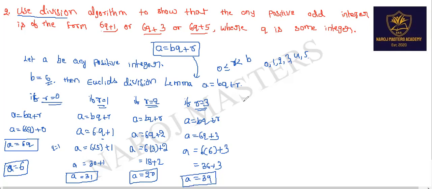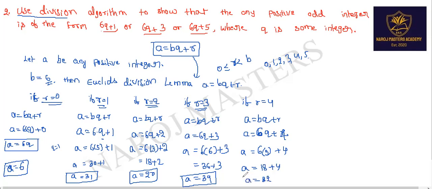If r is equal to 4, a equals bq plus r, and a equals 6 into q plus r. Now let me take the value of q. r is here 4. q is equal to, again, 3. I am taking 3. So 6 into 3 plus 4. Any number for q, that is some integer. So a equals 6 3s are 18 plus 4. So 18 plus 4 is how much? 22. So a is equal to 22.